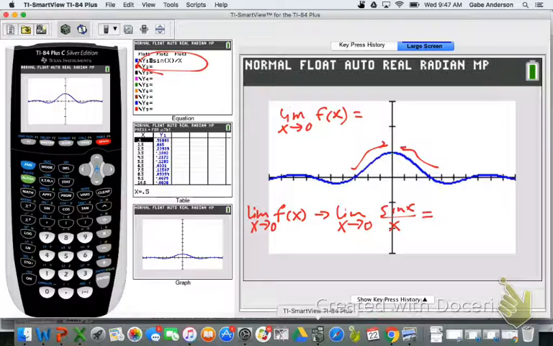And when you do that, sine of 0, 0, not a big deal. But then over 0, big deal.